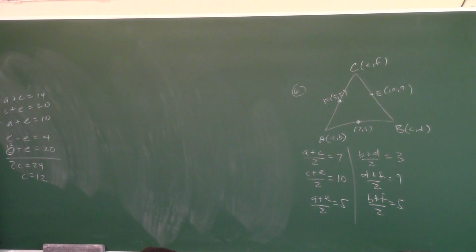12 plus what equals 20? 8. Okay, now once you have these two, plug it back into one of these. So which one? Okay, here, 8. What plus 8 equals 10? 2. There you go. That's how you solve 3 equations, 3 variables. What's going on? This is algebra.